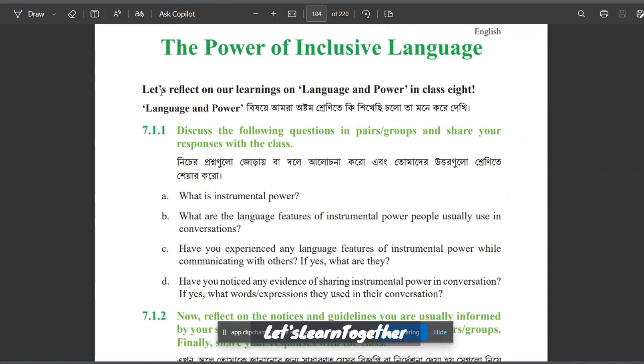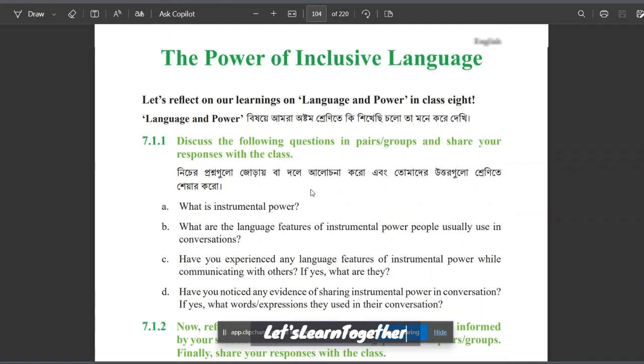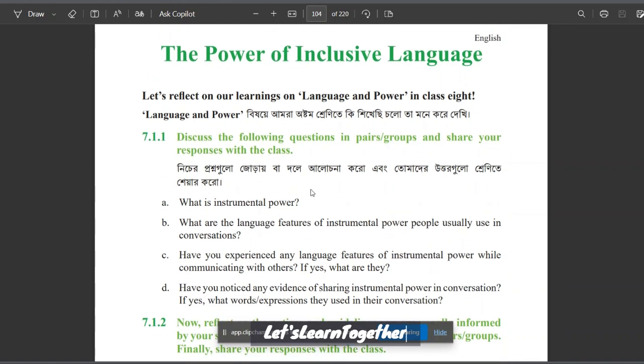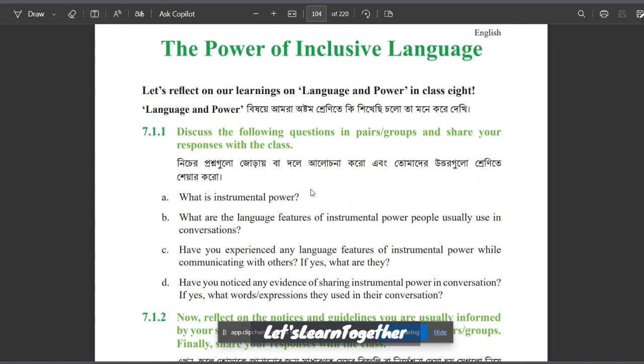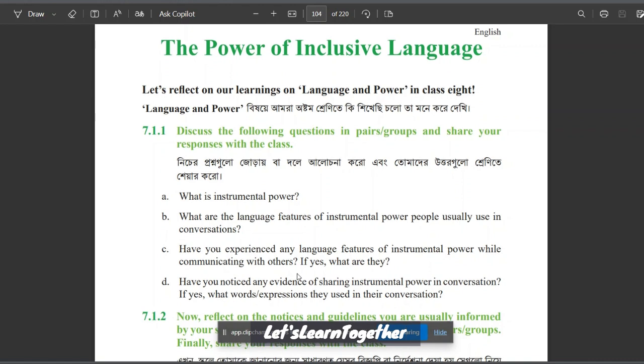Now, our entire chapter or learning experience will be based on inclusive language and different forms of inclusive language, and how we can use inclusive language to make our work done, or to cooperate or collaborate with different people. Right, so as you can see, the first activity 7.1.1, that is what we are going to solve today in this video. So let's see what this has.